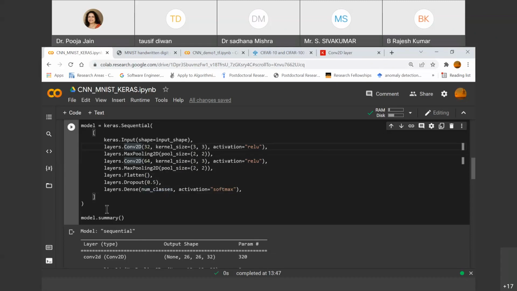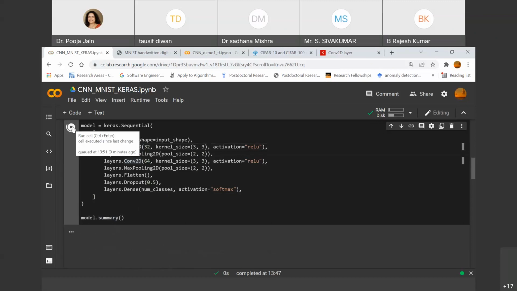After defining this model, we want to check whether we constructed the model successfully or not, and what the characteristics of that model are. So we can print this model using model.summary.